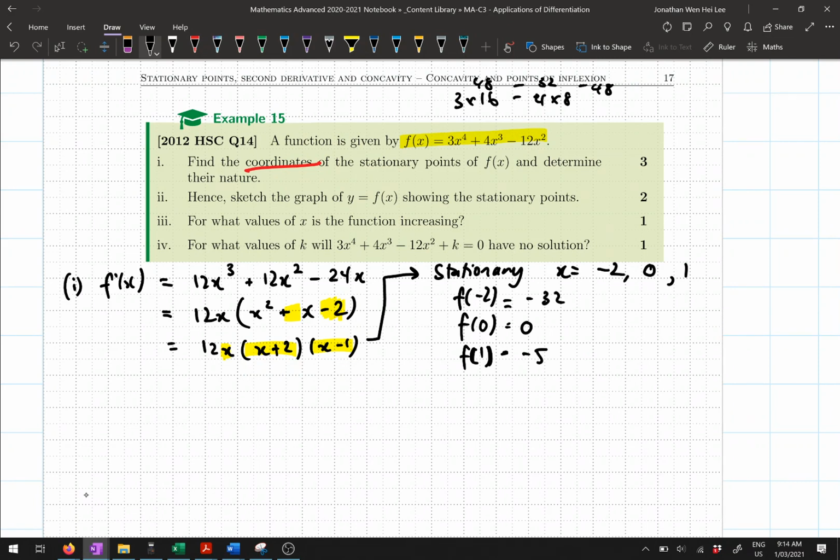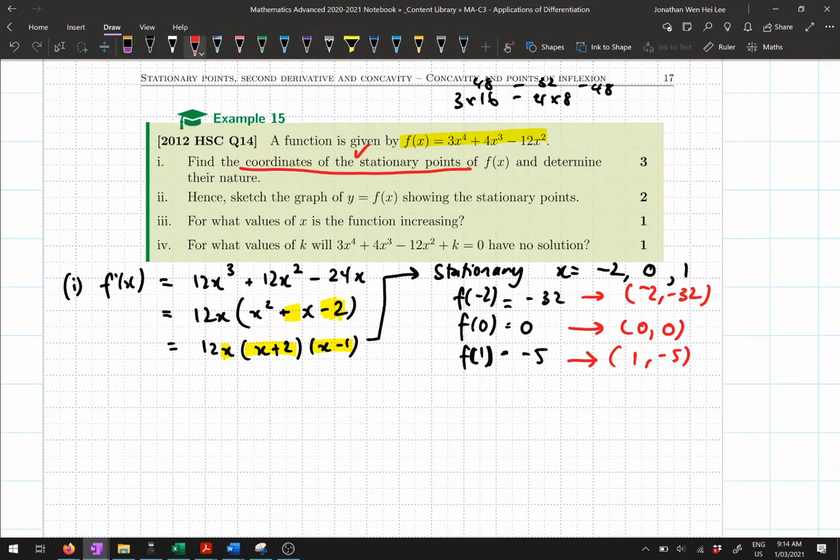Minus 32. Okay, cool. So from these substitutions, what we found is, where's my first stationary point at? Minus 2, minus 32. Where's my second stationary point at? 0 and 0. Excellent. Final stationary point is at 1 and minus 5. Excellent. So we've found the coordinates of the stationary points.